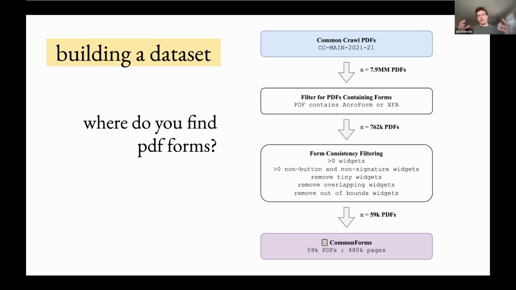And so if you do all of this filtering, what you end up with is a set that's reduced by over 99% from the original set of PDFs down to about 59,000 PDFs, which then renders out to about 500,000 pages. And so this is the CommonForms dataset.